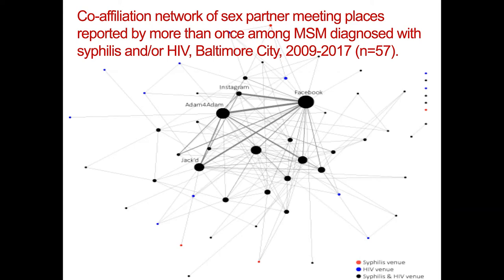The color of the node represents the venue level diagnosis. So red is syphilis only nominations, that's 7% only. Blue is HIV only nominations, and that is 21%. And black was co-diagnosed nominations, or 72%. So it already suggests high overlap going on between the individuals nominating sex partner venues.